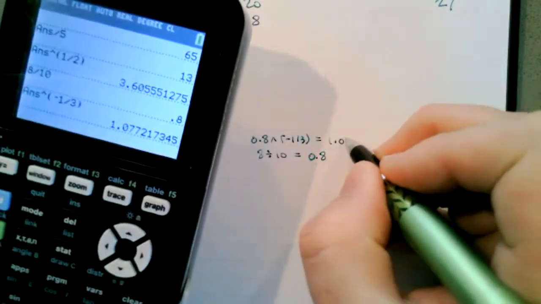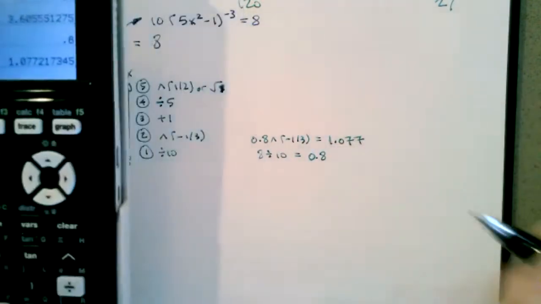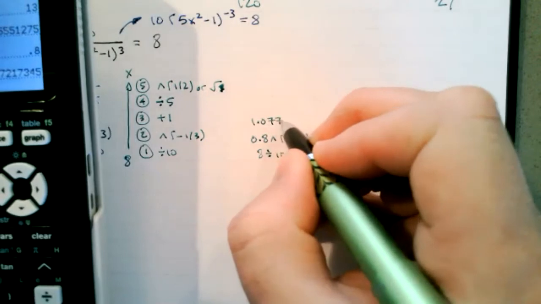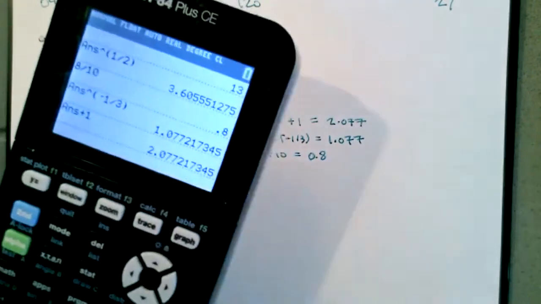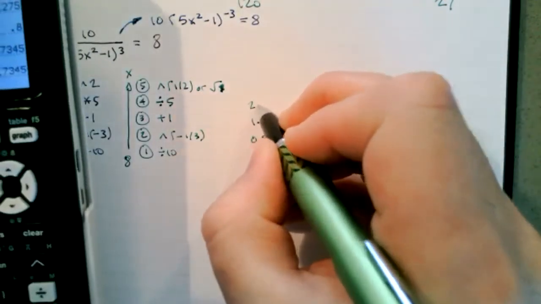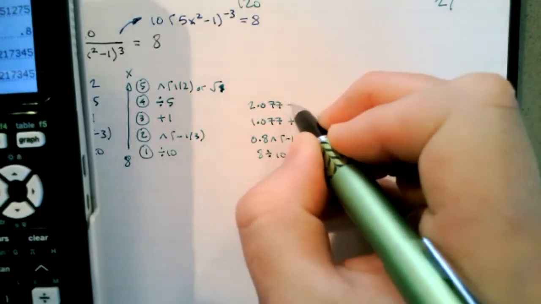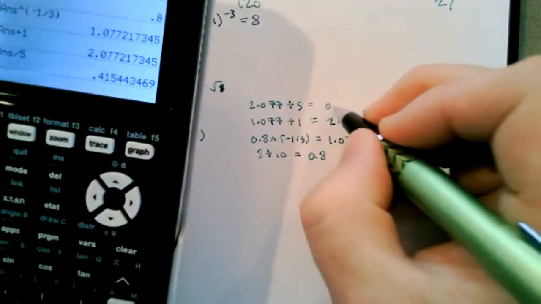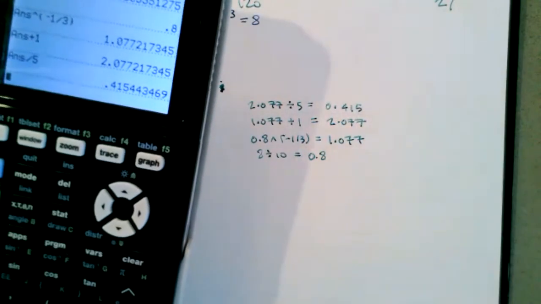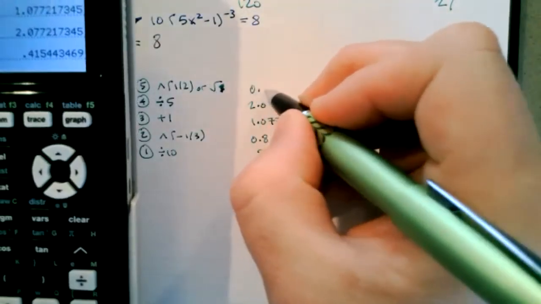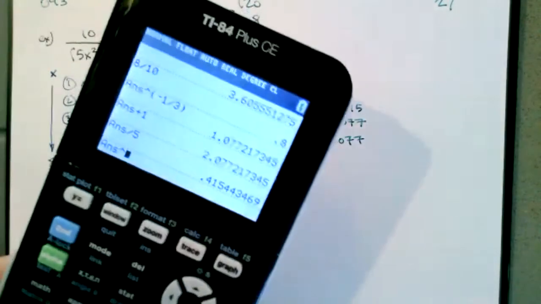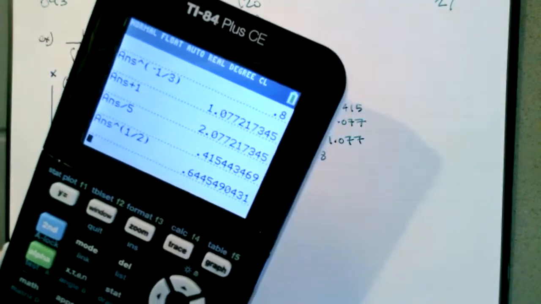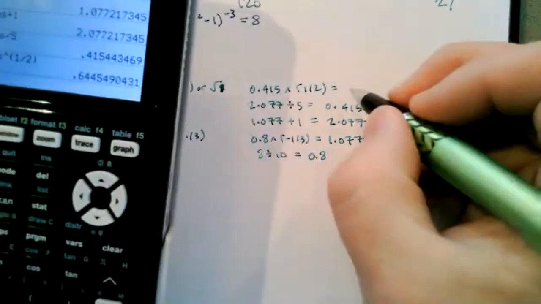There you go, 1.077. Then take the 1.077 and add 1 to get 2.077. Then take the 2.077 and divide by 5 to get 0.415. And then finally take the 0.415 and find the square root, or raise to the 1/2 power, to get 0.645, we'll call it.